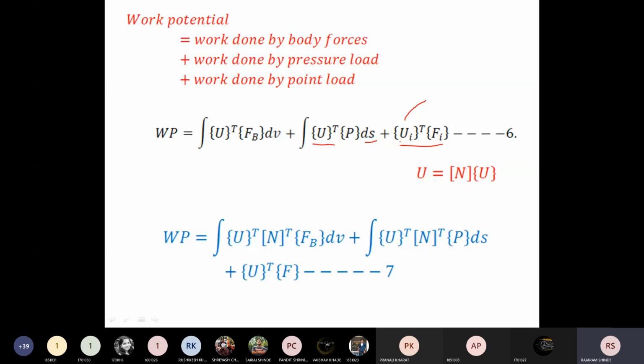It is not displacement of the element or displacement of the body. It is nodal displacement. So we cannot write this equation for this ui. It is the displacement of the I node only. Okay. So this is again u transpose, that is u transpose into F. Any doubt in equation number 7?